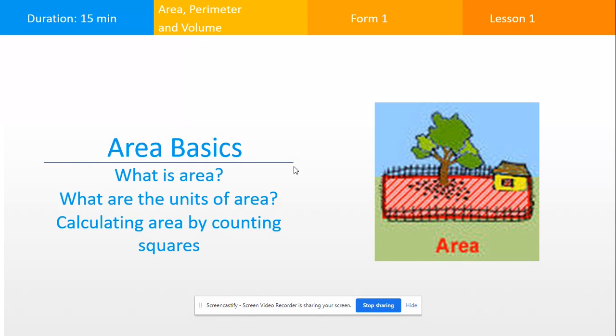to your first lesson on area, perimeter, and volume. In this lesson, we are looking at area basics. What is area? What are the units of area? And how to calculate area by counting squares.